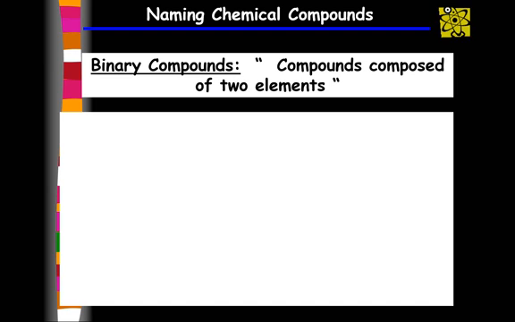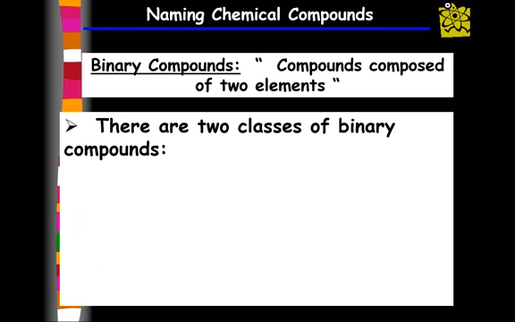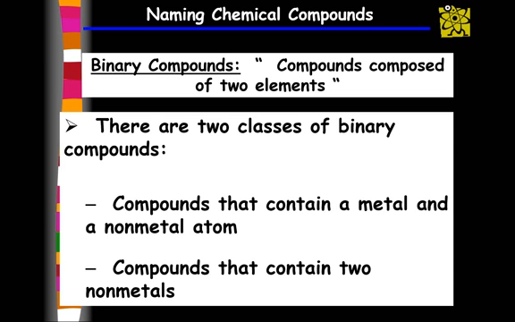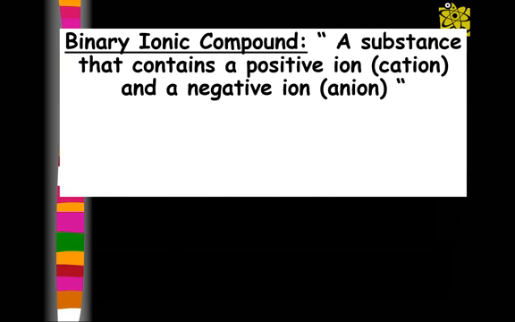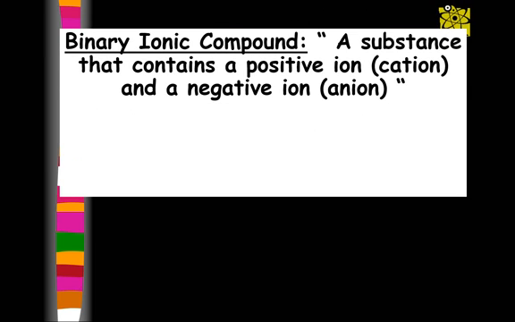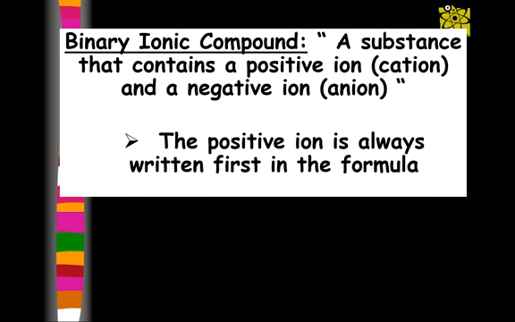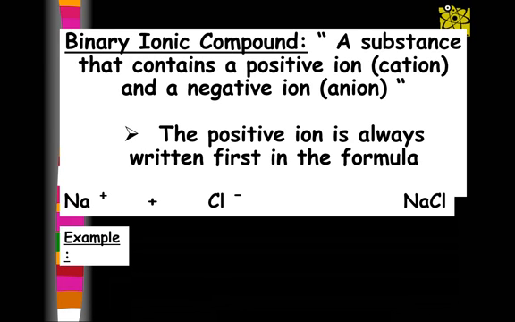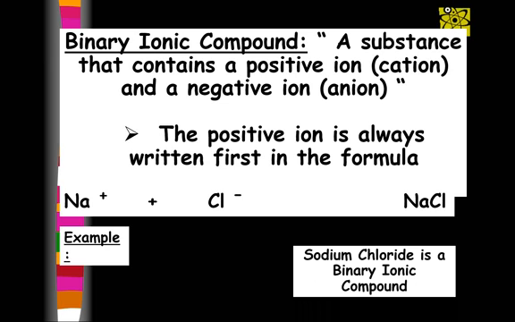So we're going to start with binary compounds, or compounds composed of 2 elements. Binary means 2. There are 2 classes of binary compounds. You've got the compounds that contain a metal and a nonmetal, and you've got those compounds that contain 2 nonmetals. Binary ionic compounds contain a positive ion and a negative ion. The positive ion is always written in the formula first. So that's why Na, when you do table salt, is always first, because it is the positive ion. It makes sodium chloride.